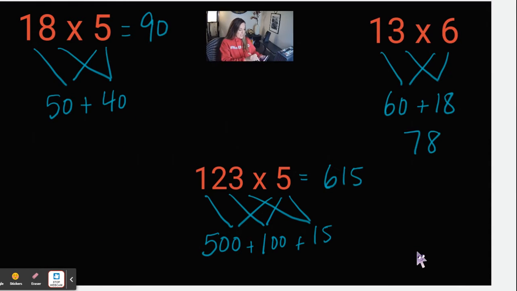Oh, there we go. All right, so that's just a quick way or a different way to think of multiplication so that you're really, really thinking about your number sense. Hope that helped.